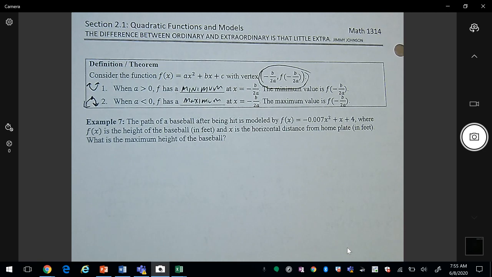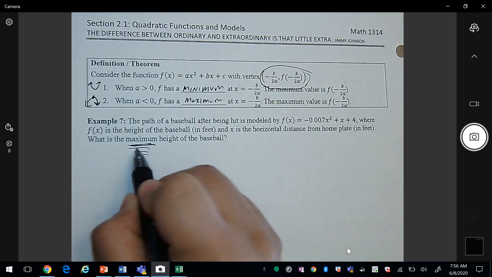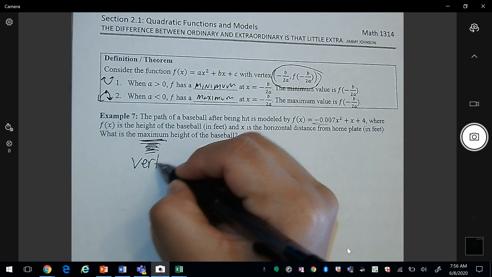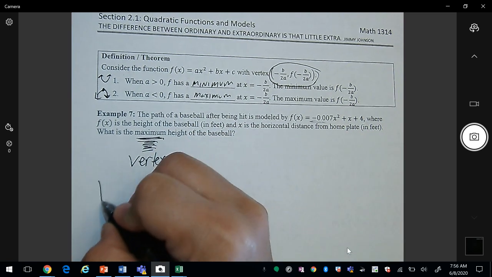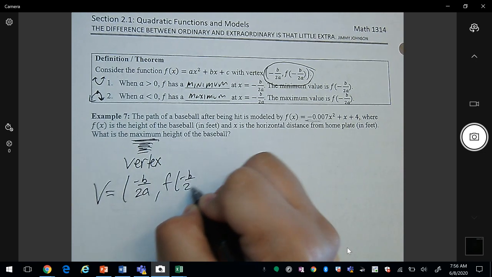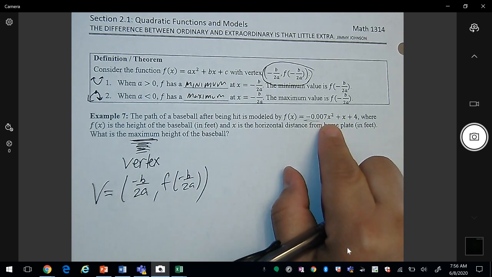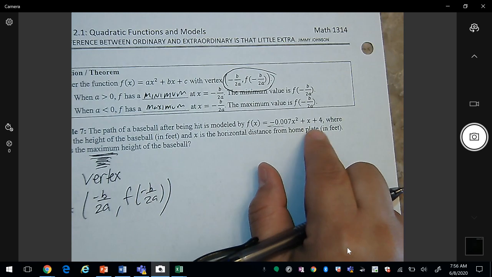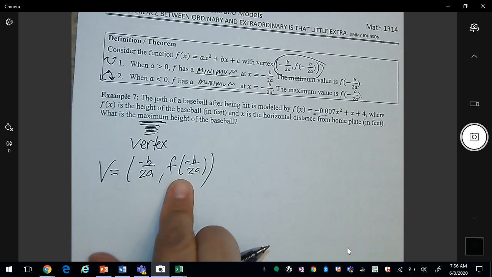The path of a baseball after being hit is modeled by that equation where f of x is the height of the baseball in feet and x is the distance from home plate. What is the maximum height? So whenever you get these keywords, maximum or minimum, and you have a quadratic equation, then this is only telling you to find the vertex. So again, the vertex, we can find it by rewriting this or using this formula, or you can rewrite this in standard form, which might be a little bit more time consuming than using this formula here.